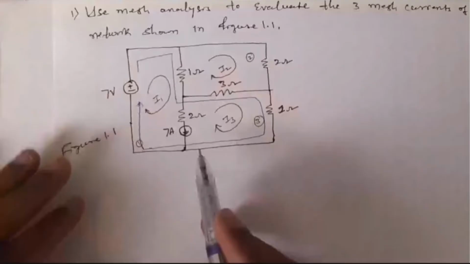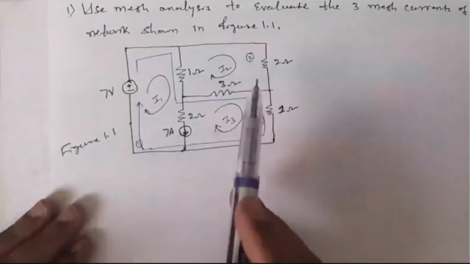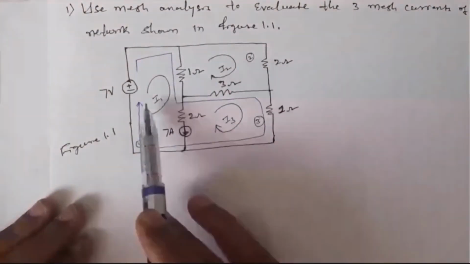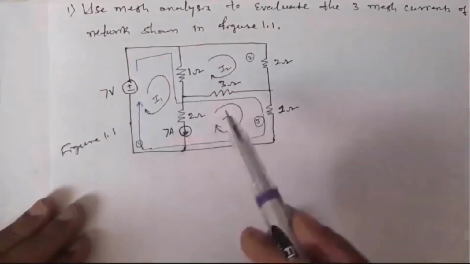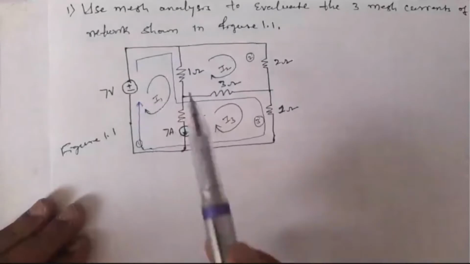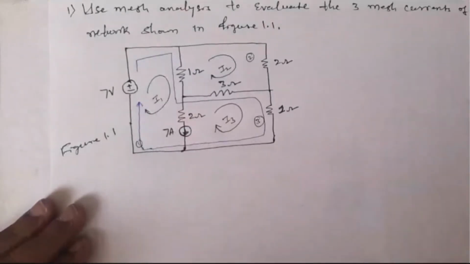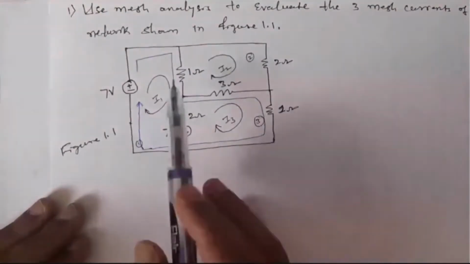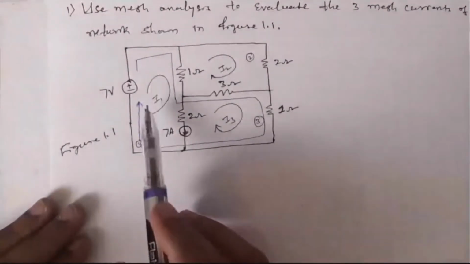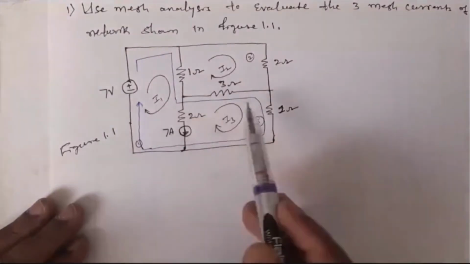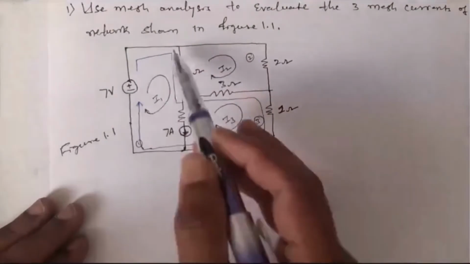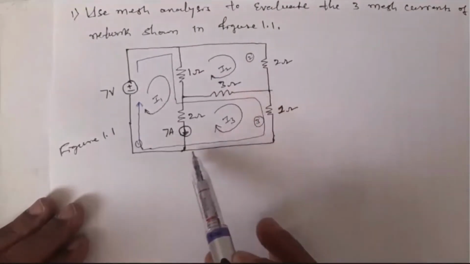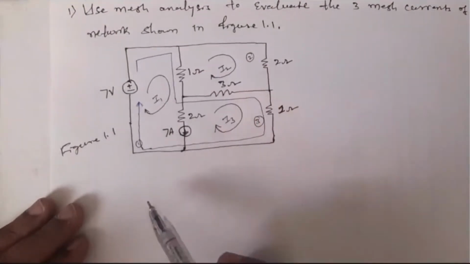If you see this, it's a combination of two meshes, namely mesh 1 and mesh 3. While traversing this, it is not a mesh, actually it's a super mesh, because dear students, a mesh is a loop which doesn't contain any other loops inside it. Because of that, this is not a mesh, this is a super mesh, because it contains meshes within it. If you consider this loop, you don't come across any current source.